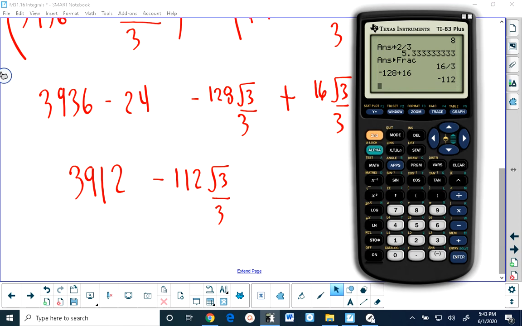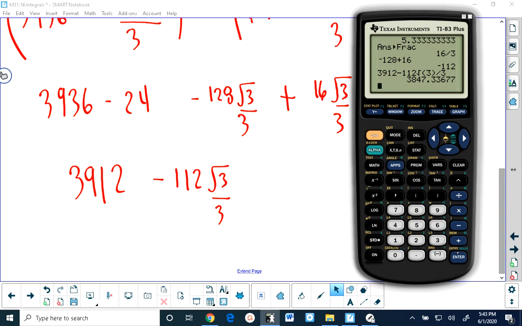And we're not going to say it's square units, because we don't know that this represents area. It's just a number. I suppose we can write a decimal approximation to see what this is approximately equal to. 3912 minus 112 root 3 divided by 3 gives me 3847.33677.